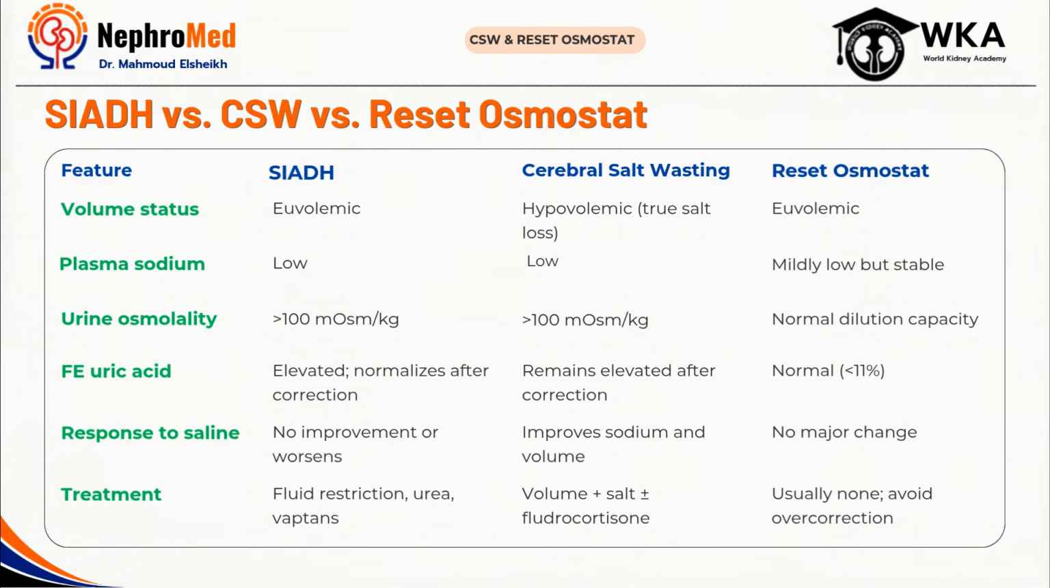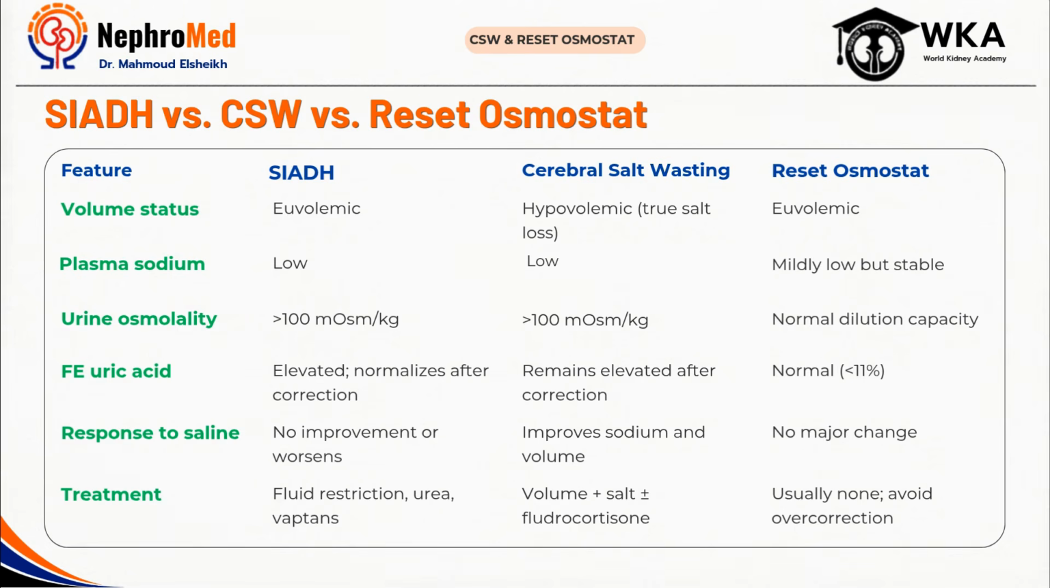This slide summarizes the potential differences between three entities that may all present with chronic hyponatremia but behave very differently physiologically. Starting with SIADH, patients are typically euvolemic, plasma sodium is low, urine remains inappropriately concentrated, and saline infusion often fails to improve sodium because of what's known as desalination, and may even worsen it because the kidney continues retaining free water. A very important clue is fractional excretion of uric acid in SIADH. It's usually elevated during hyponatremia, but tends to normalize after sodium correction. Treatment mainly relies on fluid restriction, and in refractory cases, urea or occasionally Vaptans.